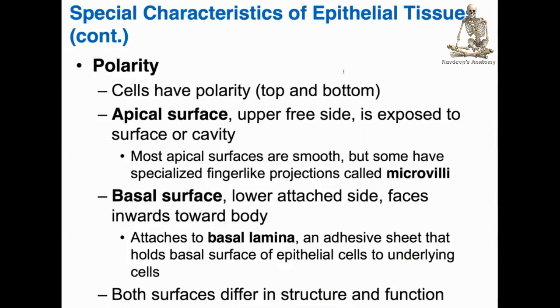Most apical surfaces of these cells are smooth, but some have specialized finger-like projections called microvilli. As we discussed, depending on the type and location of cells, various cells perform different functions. So according to location, many of these apical surfaces may have microvilli, which serve the purpose of absorption. In the internal lining of the digestive tract, say in our intestines, microvilli are present and serve for absorption of the food which is being digested.